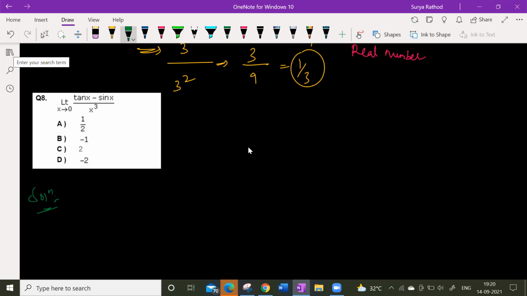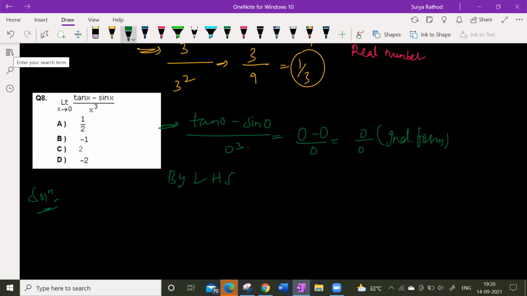Look at this here, limit. The first and foremost step is what? First, I just substitute the value of x in the given question. How beautiful it is. Look at this: tan 0 minus sin 0 divided by 0 cubed. Tan 0 is of course 0, sin 0 is 0. 0 by 0, again I got an indeterminate form. Wow. Clear?